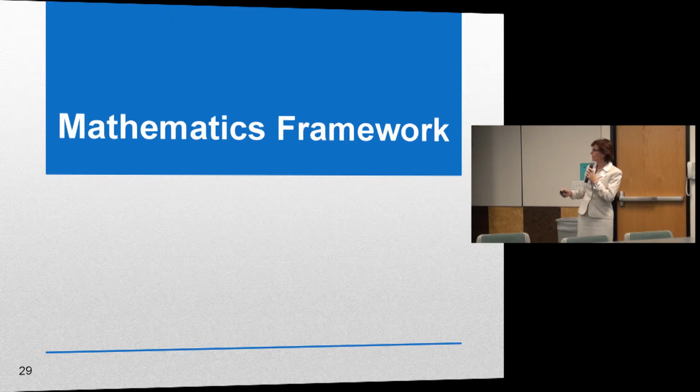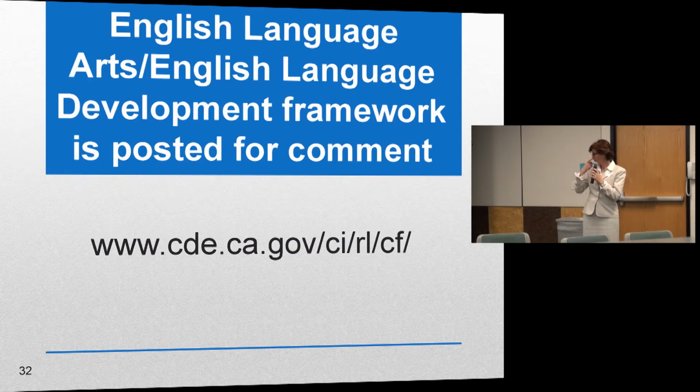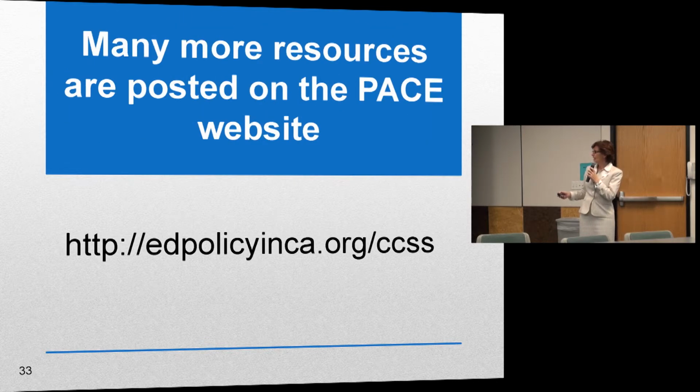As you know, the mathematics framework is a tremendous support to us, and will continue to be so as we consider the increasingly complex issue of adoptions and how we handle this in a digital era. English Language Arts, ELD, we've talked about. The framework is under construction. And again, the PACE and Ed Policy in California website is an ongoing reference that we need to pay attention to.